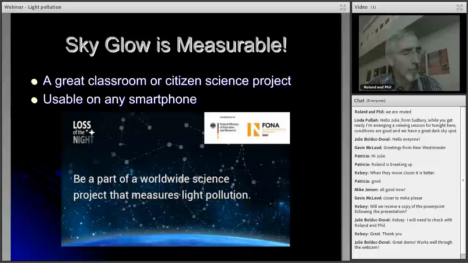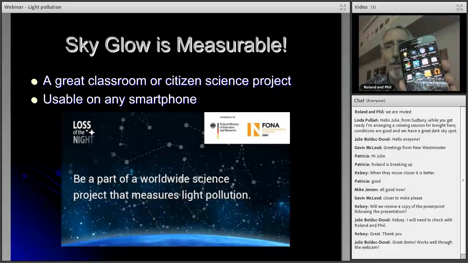I'm just going to hold up my little cell phone here. Maybe you guys can see the little app. It looks like a little owl. No, you guys can't see that. Forget it. So there's a little owl. It's called the Loss of the Night.